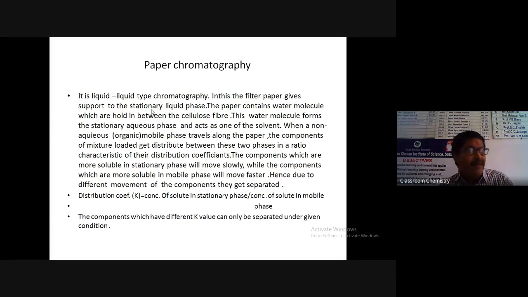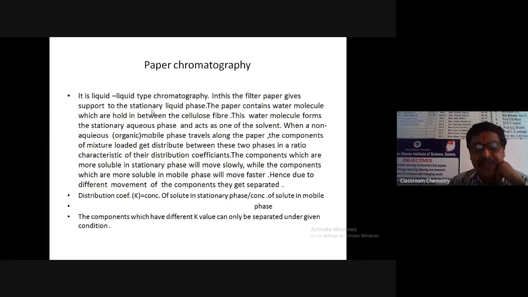Now you see the first chromatography, that is paper chromatography. You might have used this chromatographic technique in a practical course when you were in BSc part first, because in the syllabus of BSc part first, the paper chromatography experiment is there. So it is a liquid type of chromatography.